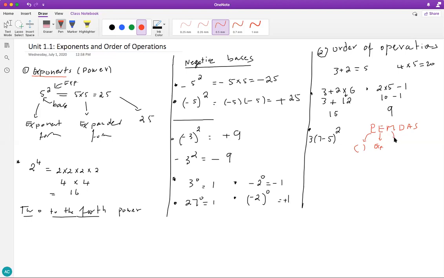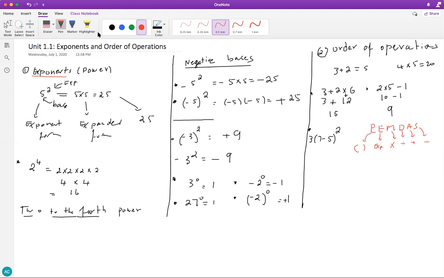Then, after the exponents, we look for? Multiplication. Exactly. M for multiplication, D for? Division. A for? Addition. Addition, and finally? Subtraction. Exactly. So that's the order we always look at. It doesn't matter how long or complex the expression is, you don't have to think about it too much. Just think about the order of operations, write it down, and then follow it.